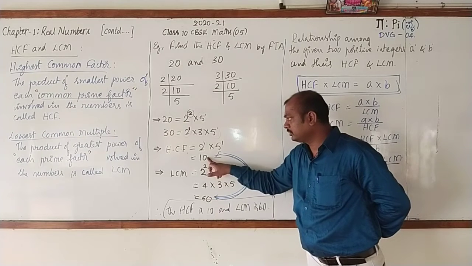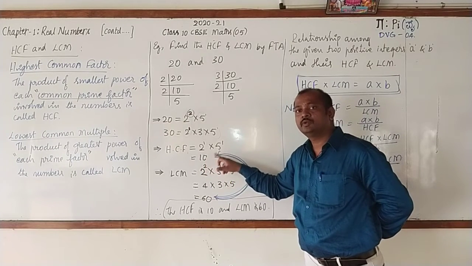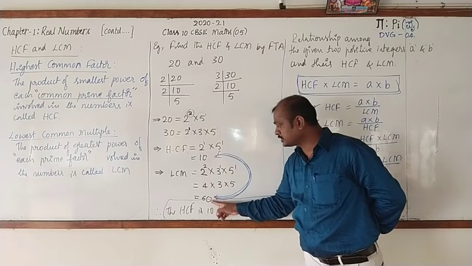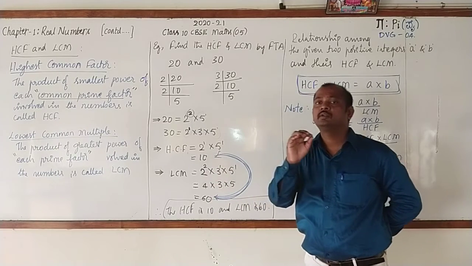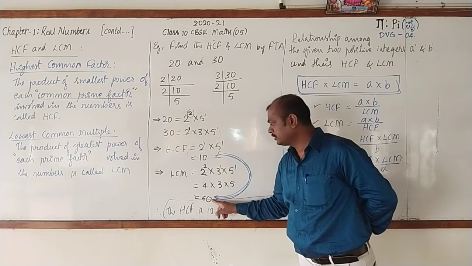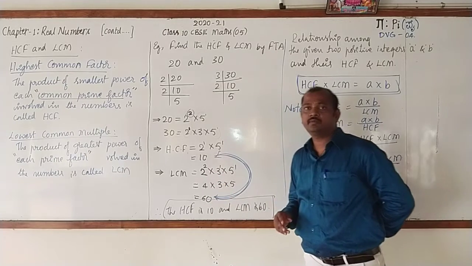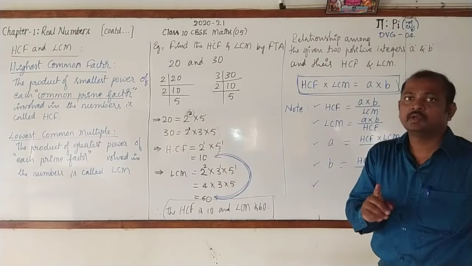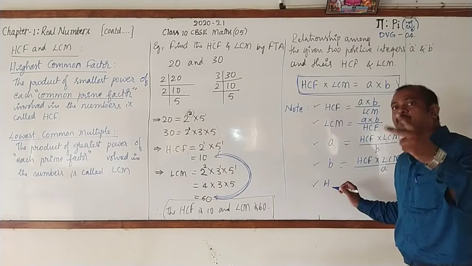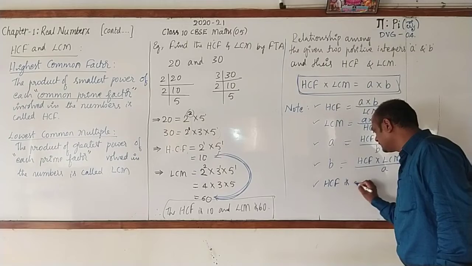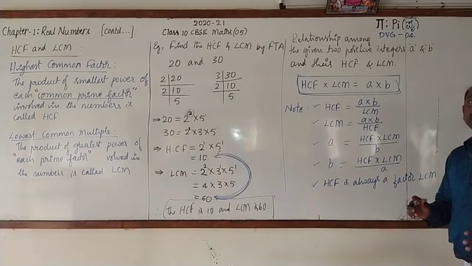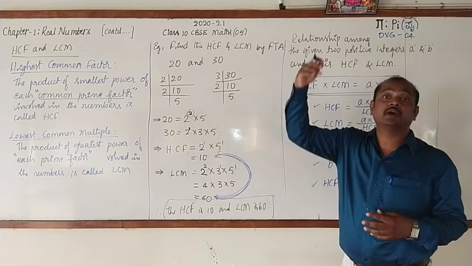Next. Again, see that 10 and 60 are there. Just take the multiples of 10. 10, 10 twos are 20, threes are 30, fours are 40, fives are 50, sixes are 60. So 60 is a multiple of 10. Can we say that 60 is a multiple of 10? Yes, if it is so, we can say that LCM is a multiple of HCF. Understood? Okay, now let me write these two important points. One is, HCF of two given numbers, HCF is always a factor of LCM. You cannot take HCF of two numbers and LCM of other two numbers.